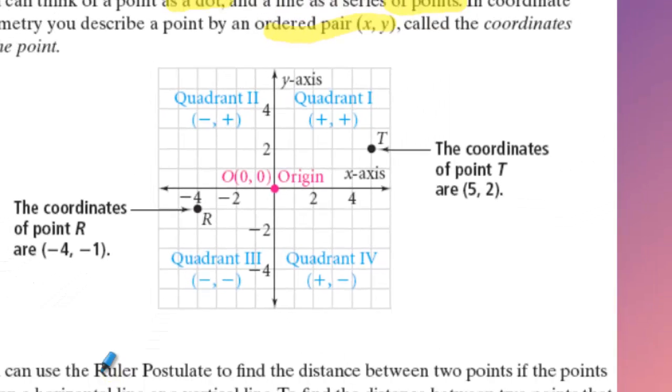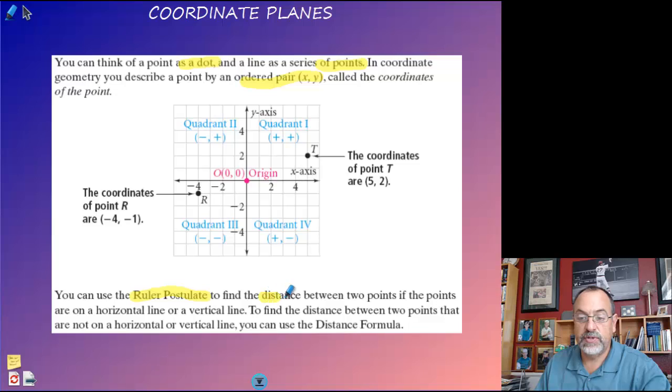Now, we can use the ruler postulate. We've used the ruler postulate to find the distance between 2 points, or the lengths of a segment. You remember we use the absolute value of the coordinates of the endpoints. And you can do that as long as those points are on a horizontal line or a vertical line. But if a point doesn't lie on a horizontal or vertical line, you cannot use the ruler postulate because the distance is a diagonal distance. And there's no numbers along that line, or coordinates along that line. Those points on the line now have 2 parts to their coordinate, an x and a y. So in order to find the distance between 2 points that are not on a horizontal or vertical line, we're going to have to use what we call the distance formula.